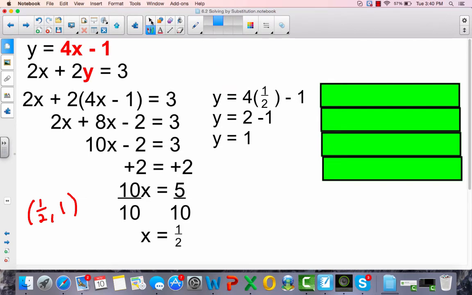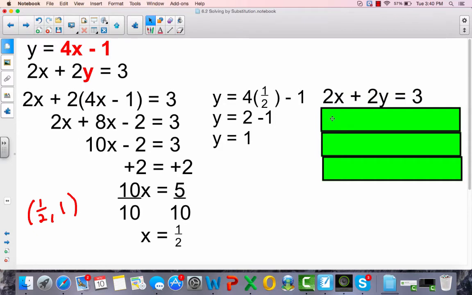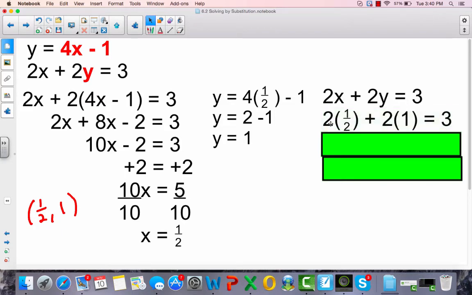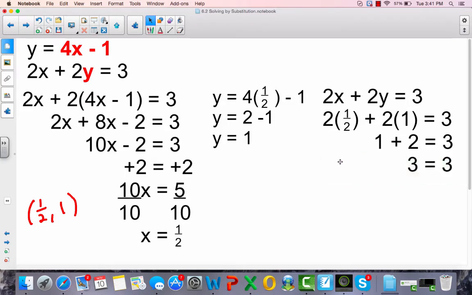Now how do I check that out? Well, I'll come over here to this 2x plus 2y equals 3, and I plug in the values that I got for x and y. I got 1/2 and 1, so I'll put 1/2 here and 1 there. That gives me 2 times 1/2 plus 2 times 1. 2 times 1/2 is 1, and 2 times 1 is 2. 1 plus 2 is 3, which means that we got the right answer. And we just verified that we had the right answer.